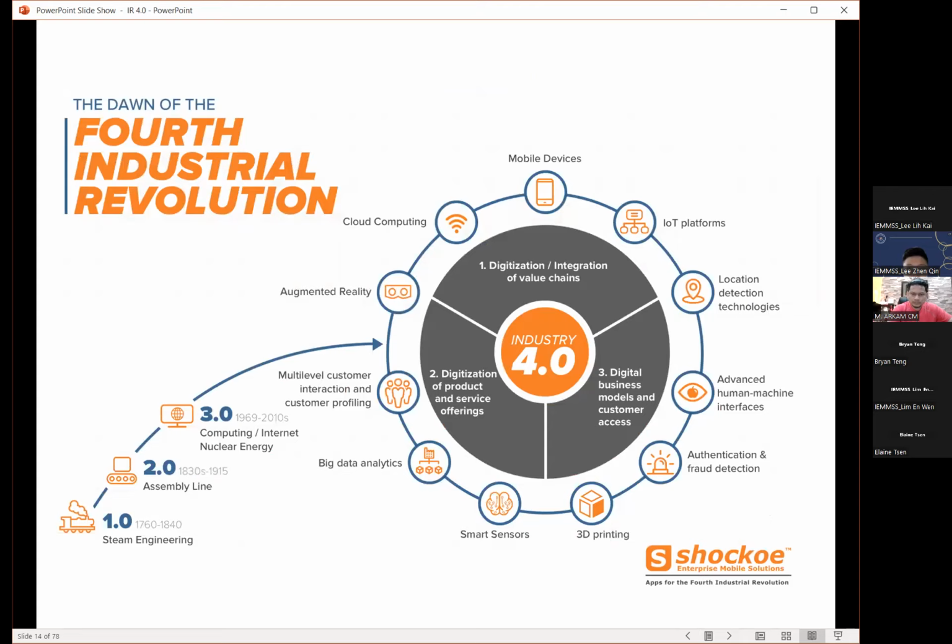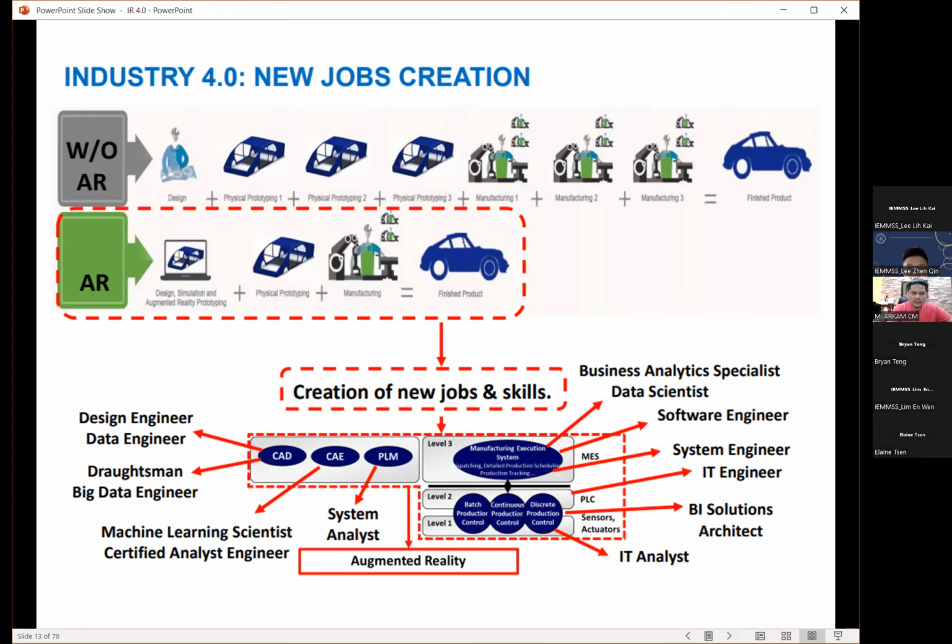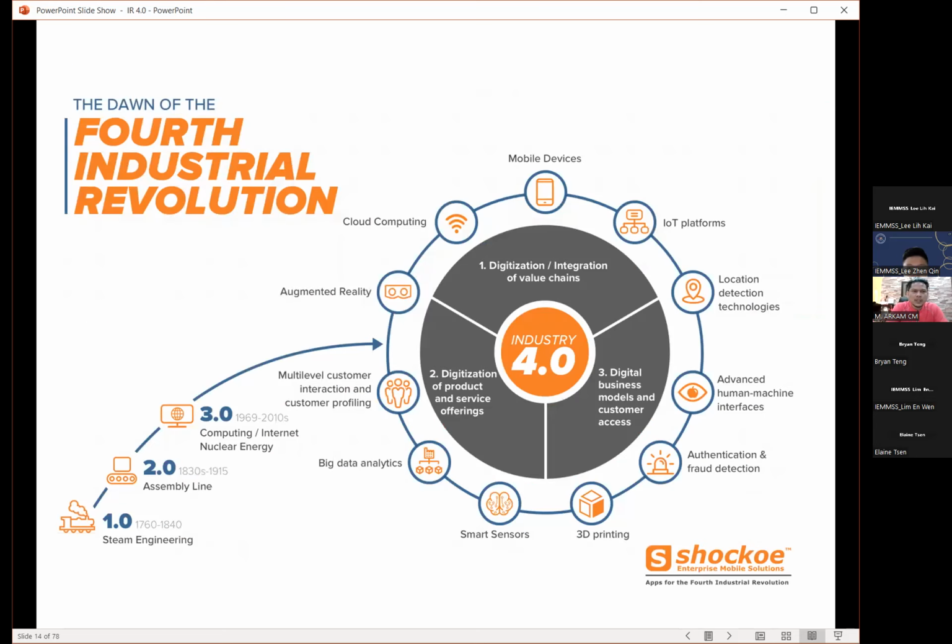So some of the augmented reality work looks into the creation of design, simulation and prototyping through AR first. Then you start to do the actual one-to-one scale of the physical prototype, and then you start to manufacture and produce your own products. Okay.